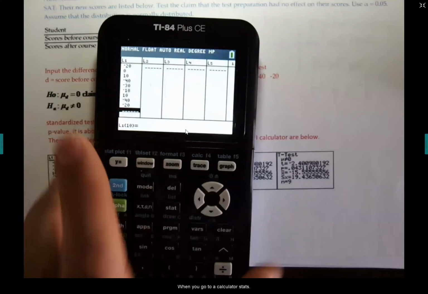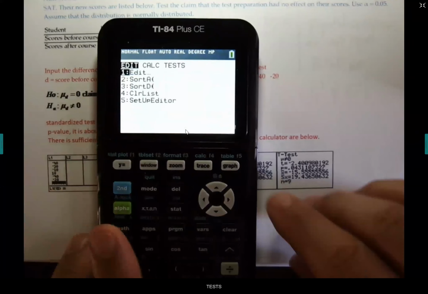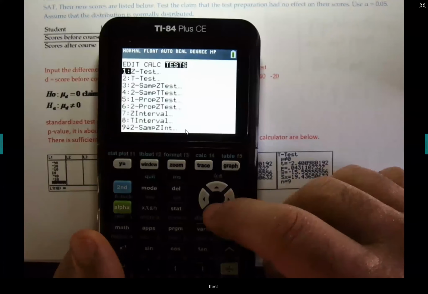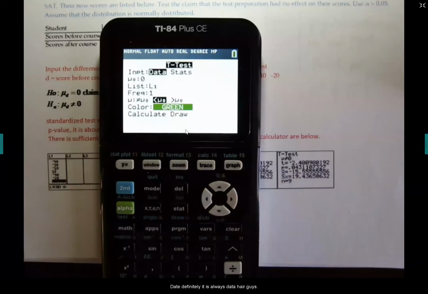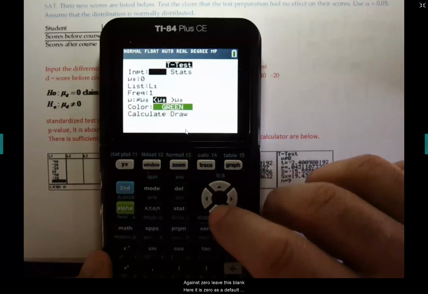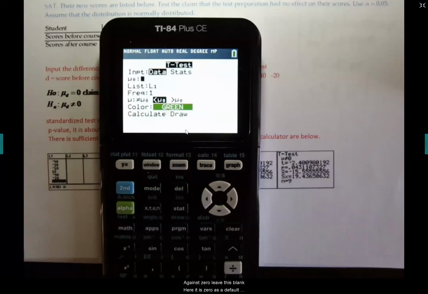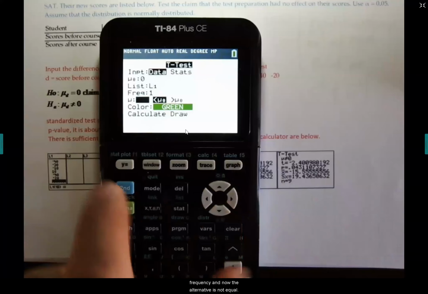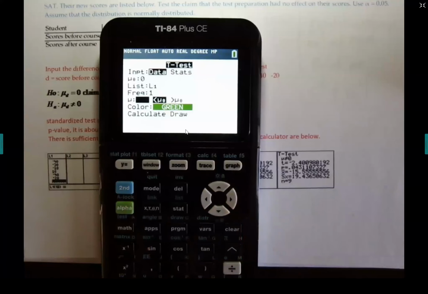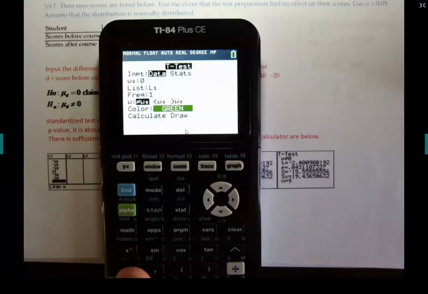Then you go to your calculator, stat, tests, t-test, and data. Definitely, it's always data here, guys. Again, 0. Leave this blank here to just at default 0. I put my differences in L1. Don't change the frequency. And now the alternative is not equal. And then calculate.